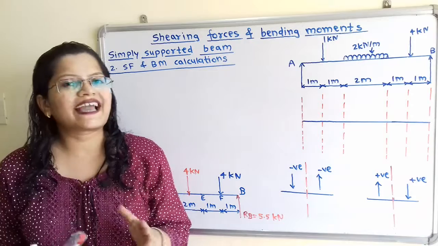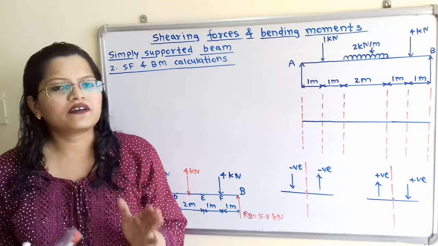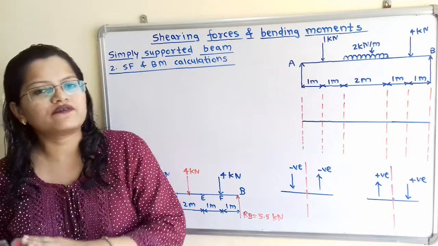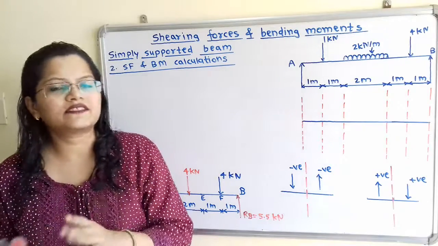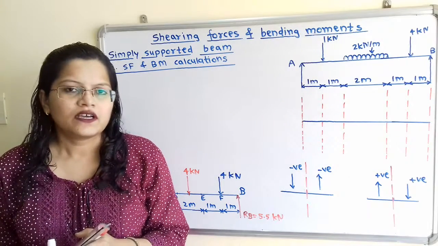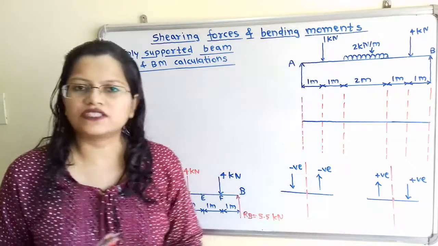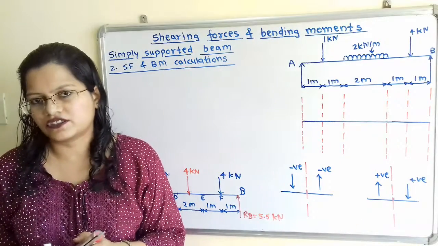Second step is the calculation of shear force and bending moment. We will first calculate shear force. So it is the summation of all the forces either on the right hand side or on the left hand side of the section. We have to calculate the shear force with these sign conventions, and we have to mention these sign conventions in the answer sheet.